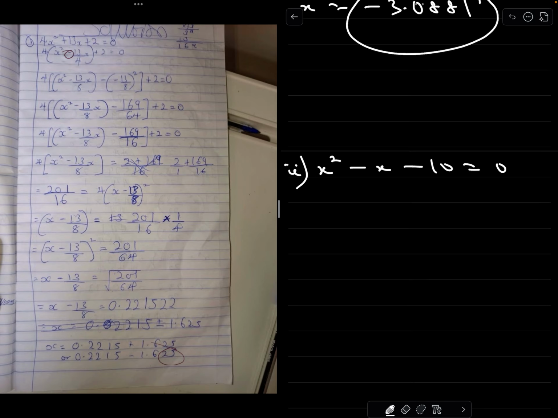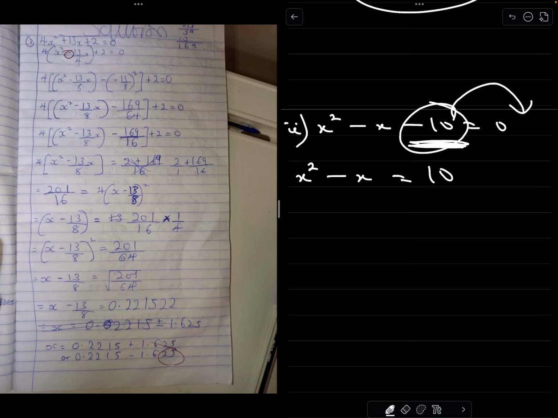What we do first of all is to move the constants to the right hand side. When it goes to the right hand side, it becomes plus 10 because it is minus 10 here. So we are left with x squared minus x on the left hand side, and that will be equal to 10. Plus 10 is the same as just writing 10.